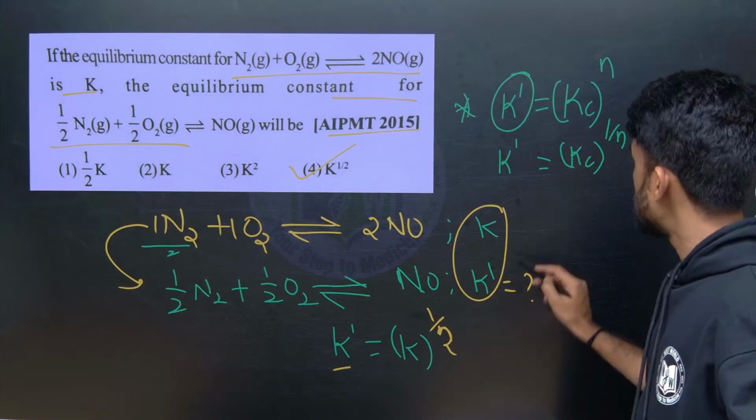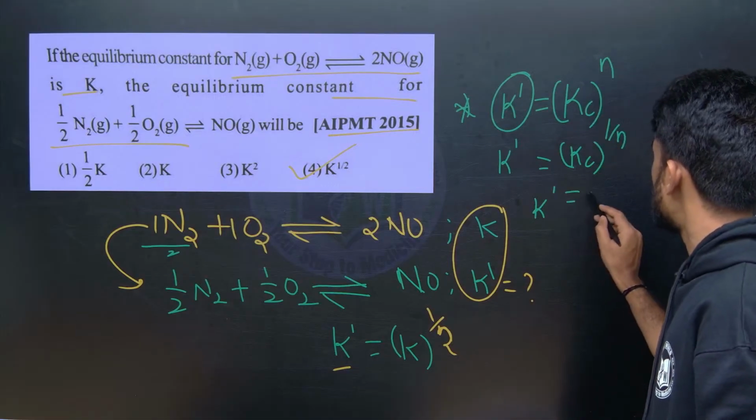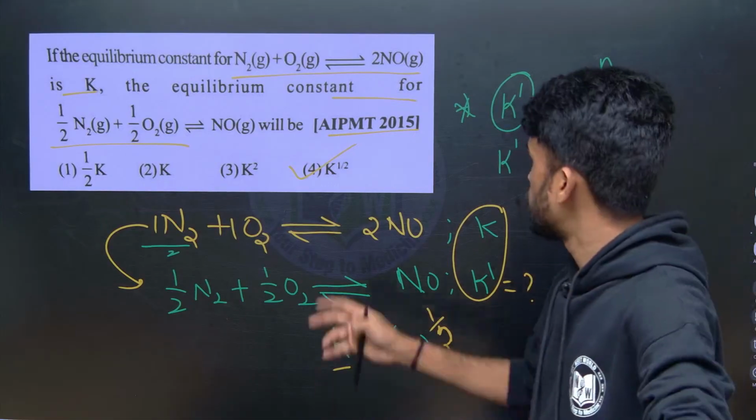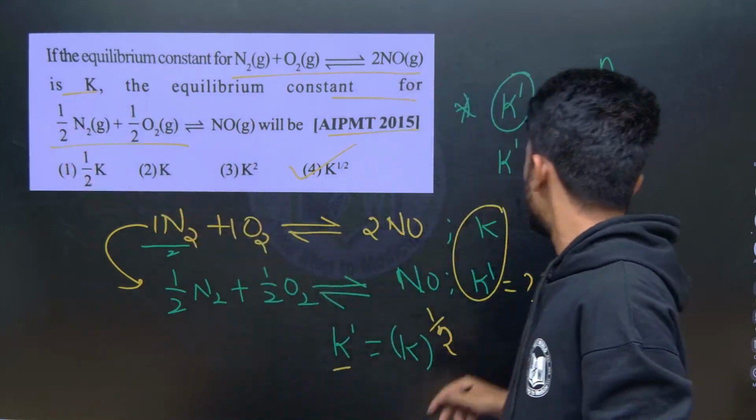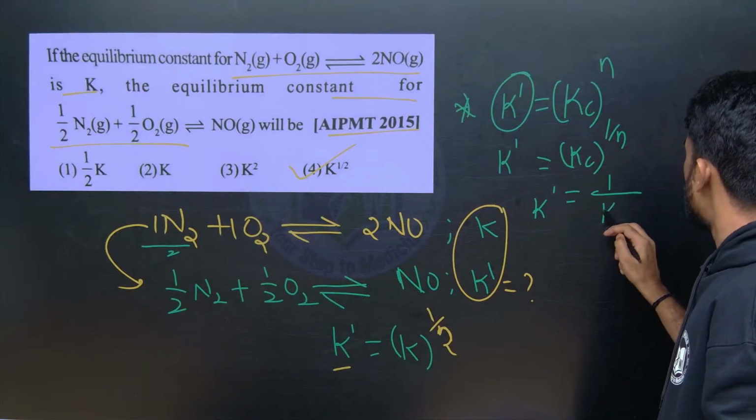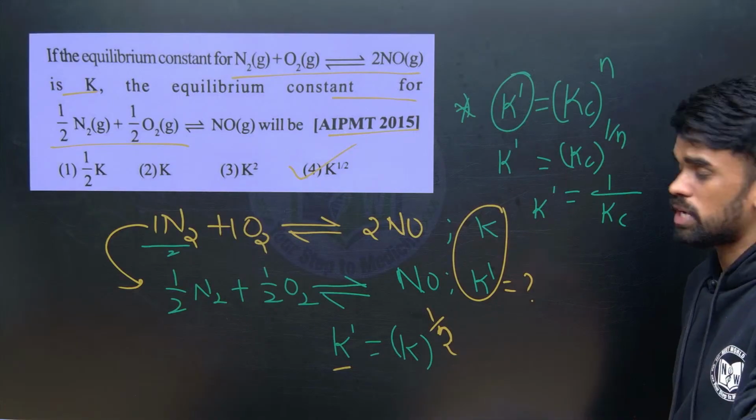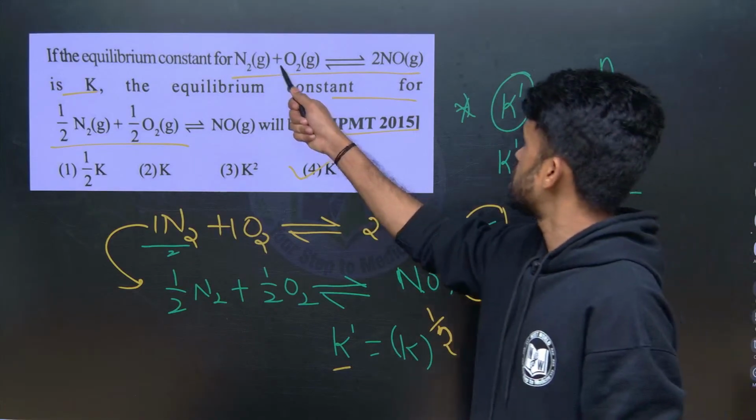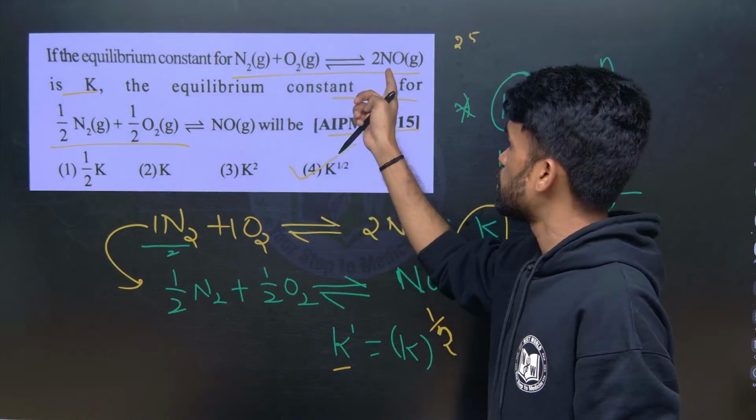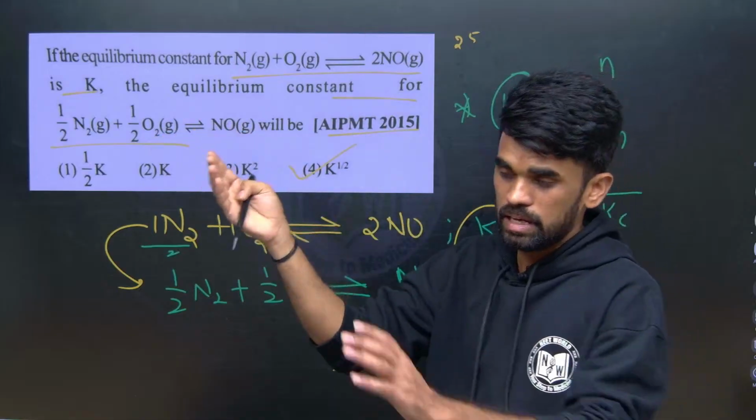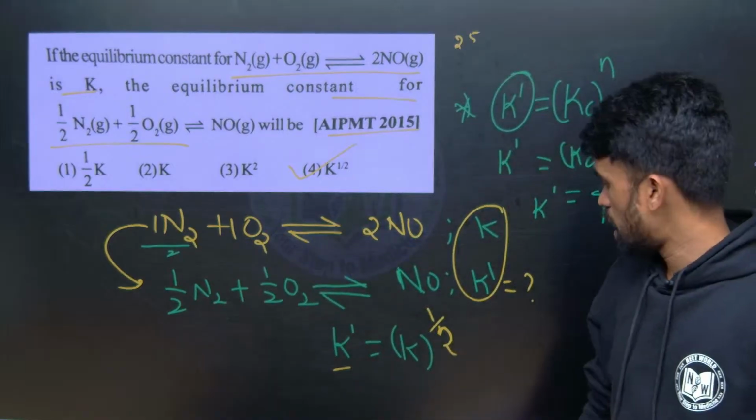If a reaction is reversed, meaning reactants giving rise to products is written as products giving rise to reactants, then the equilibrium constant should be written in inverse form. So for this reaction, if Kc is 25, and we write the reverse reaction, where the products give reactants, then its equilibrium constant becomes 1 by 25. I hope it is clear.